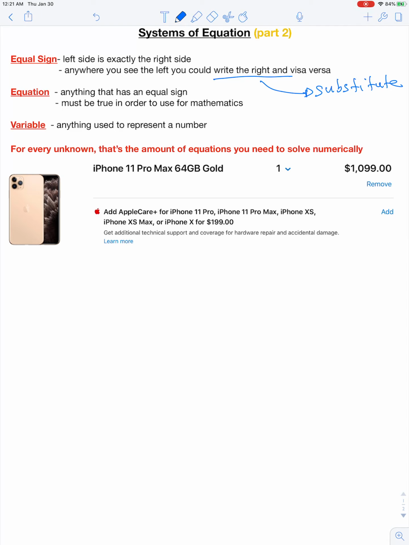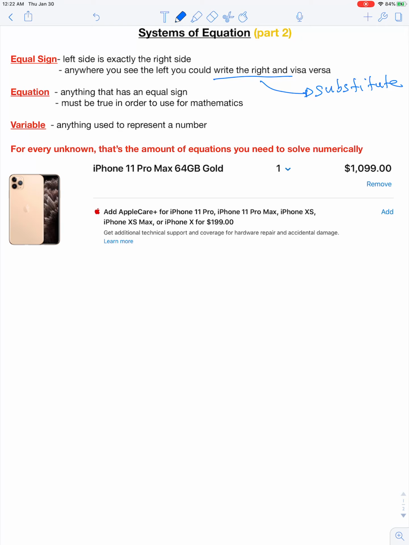All right. The next thing is the fundamental rule. The fundamental rule is that for every unknown, that's the amount of equations you need to solve numerically. Now, what's the difference between solving numerically and solving? It's in the name. Numerically just means that you get a number answer. Solving just means that you get an answer. Solving is using the first thing that we said, that an equal sign is telling you that the left is equal to the right. So for example, if I have X is equal to 5P plus Q, I have now solved for X.